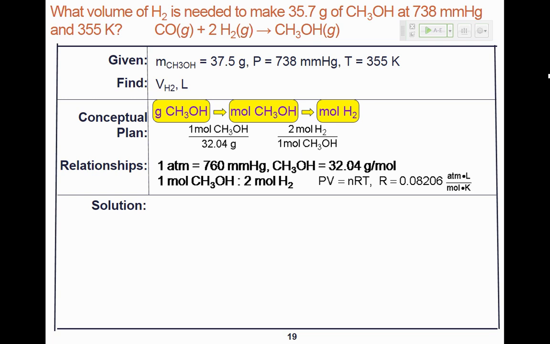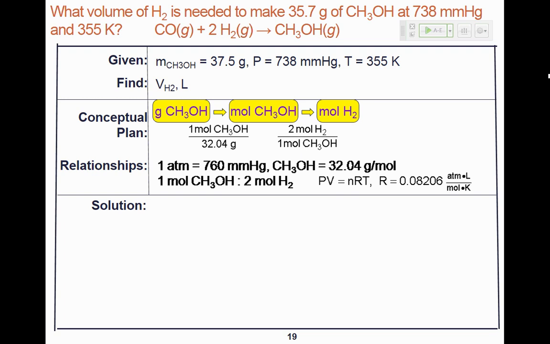Now, this tells us our moles of H2. We want to know our volume of H2. That's where our PV equals nRT can come in. Now, we have 738 millimeters mercury and 355 K.